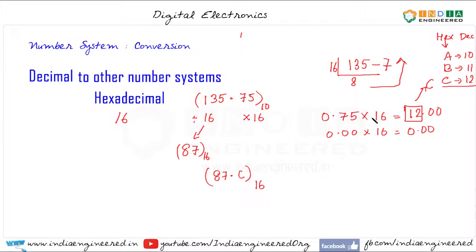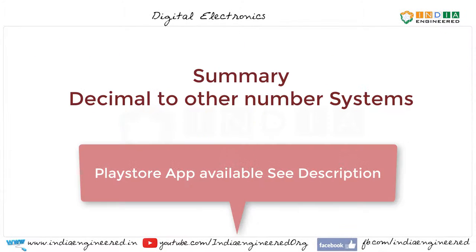Now one important point to note here is that we have ended at 0.00. In certain cases, we may repeatedly get fractions again and again through this multiplication process. That can happen in any decimal conversion of the fractional part. In that case, we can stop at the required precision.